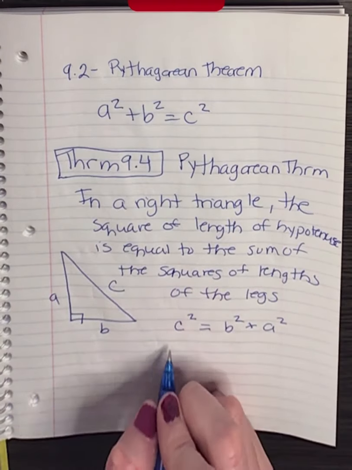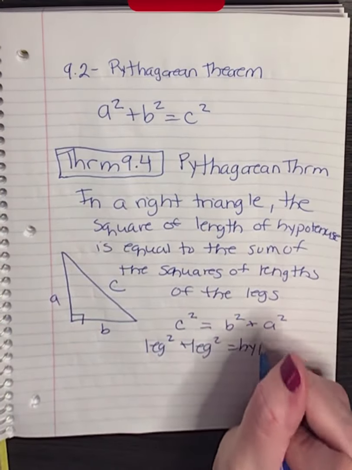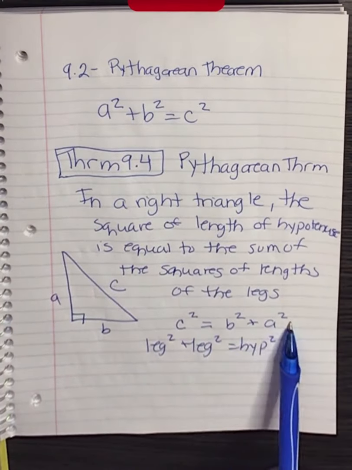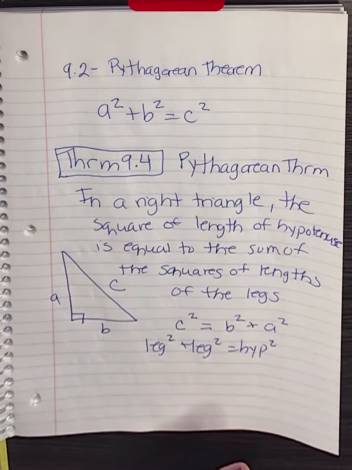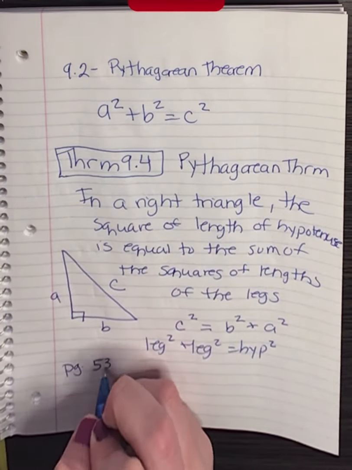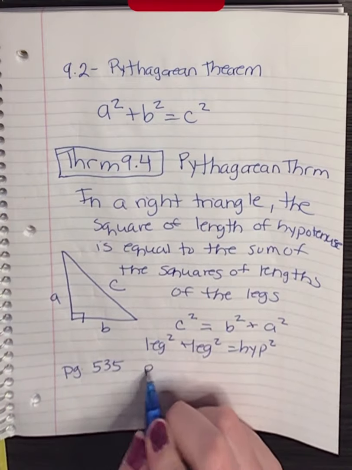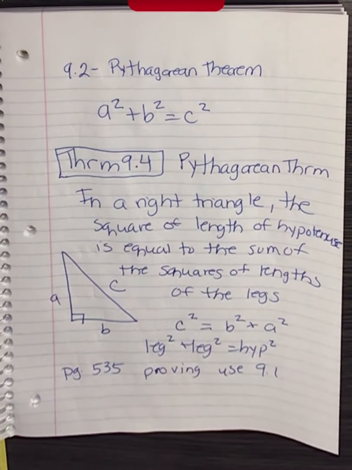So I think the best way to remember it is leg squared plus leg squared equals hypotenuse squared. Because then you remember that A and B are the lengths of the legs, not necessarily A in the triangle or B in the triangle. Okay? In the book, they go ahead and prove it for you on page 535. They use what we learned in 9.1 to make that proof. So, something to look at and understand. So, that's just what the Pythagorean Theorem is, how it's worded.